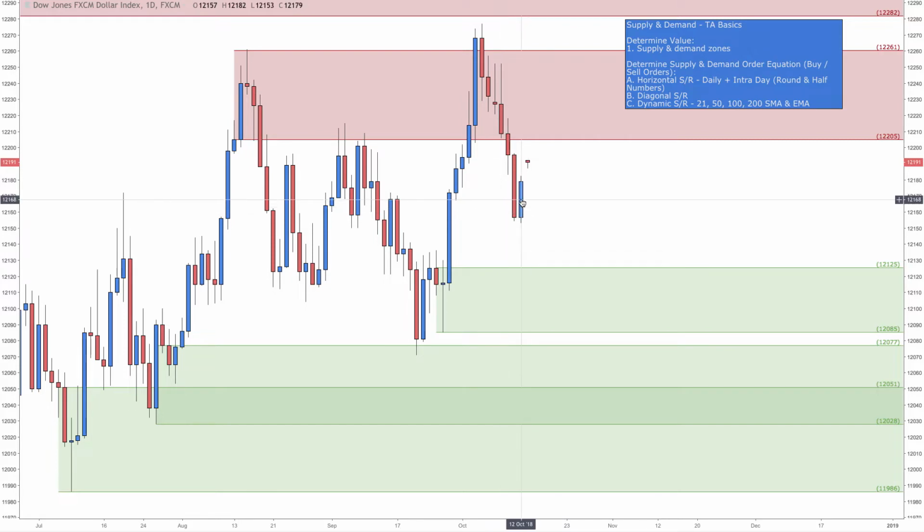So into Friday we did get a bullish candle, but it wasn't at any supply or demand levels, but we've gapped up at the moment. I'm recording this quite late, so at the moment we haven't really got any confluence from the Dow Jones Dollar Index, but we do have a gap up, which is normally potentially a bullish sign.